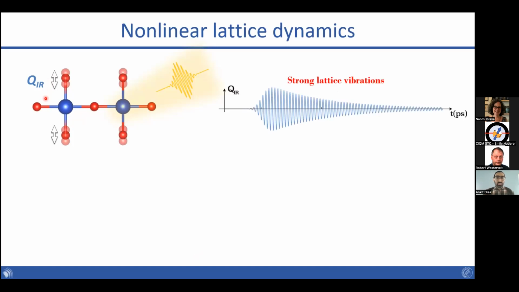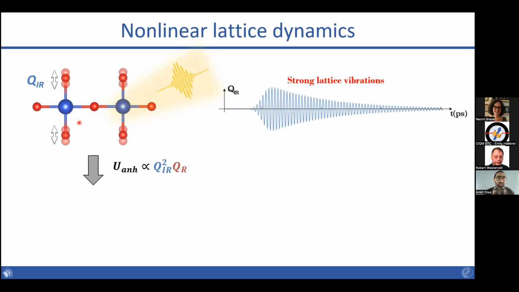And so what this excitation does is lead to strong lattice vibrations. The atoms are going to shake up and down, and they're going to shake very rapidly. And on average, we're not going to actually have any change in the lattice, though if you could look within each cycle, you will see some different crystal structure.